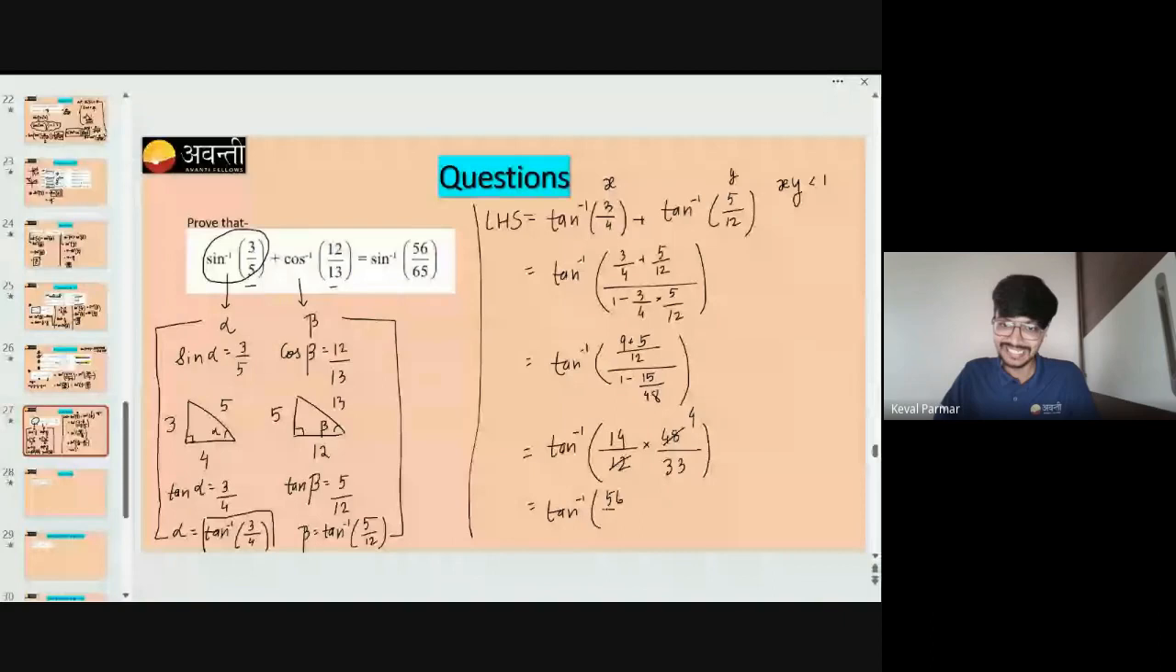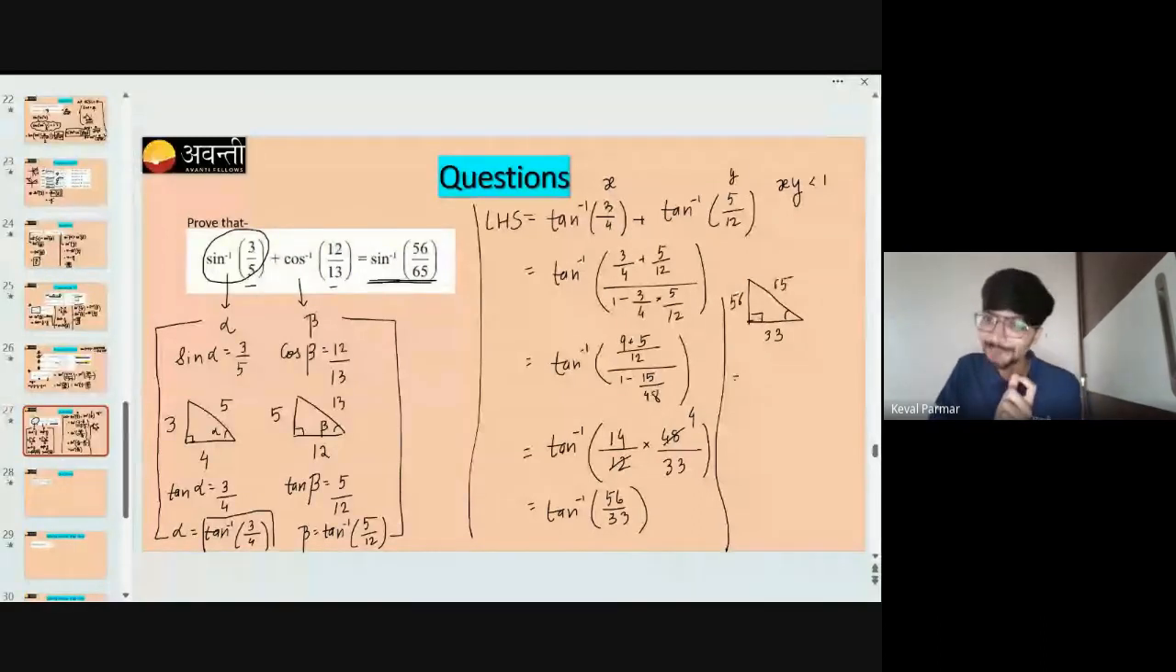Chalo. You can see on the right hand side we want sine inverse, but we have tan inverse. Means again we need to convert tan inverse to sine inverse, which means we need a triangle. So let me make a triangle for this. Tan is opposite upon adjacent, so 56 and 33. When you use Pythagoras, the hypotenuse will come to 65.